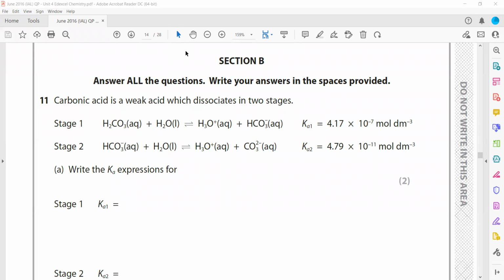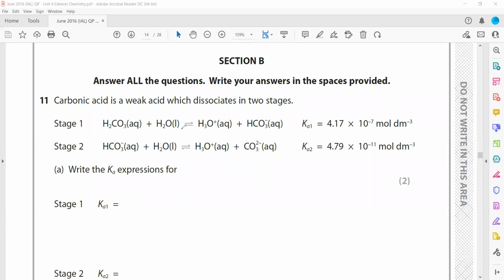So this question is related to the equilibrium constant for acid and alkali. Carbonic acid is a weak acid which dissociates in two stages. So Ka1 and Ka2 are given. H2CO3 dissociates first into HCO3-, then HCO3- dissociates further. So we have to write Ka1 and Ka2: the product divided by reactant.